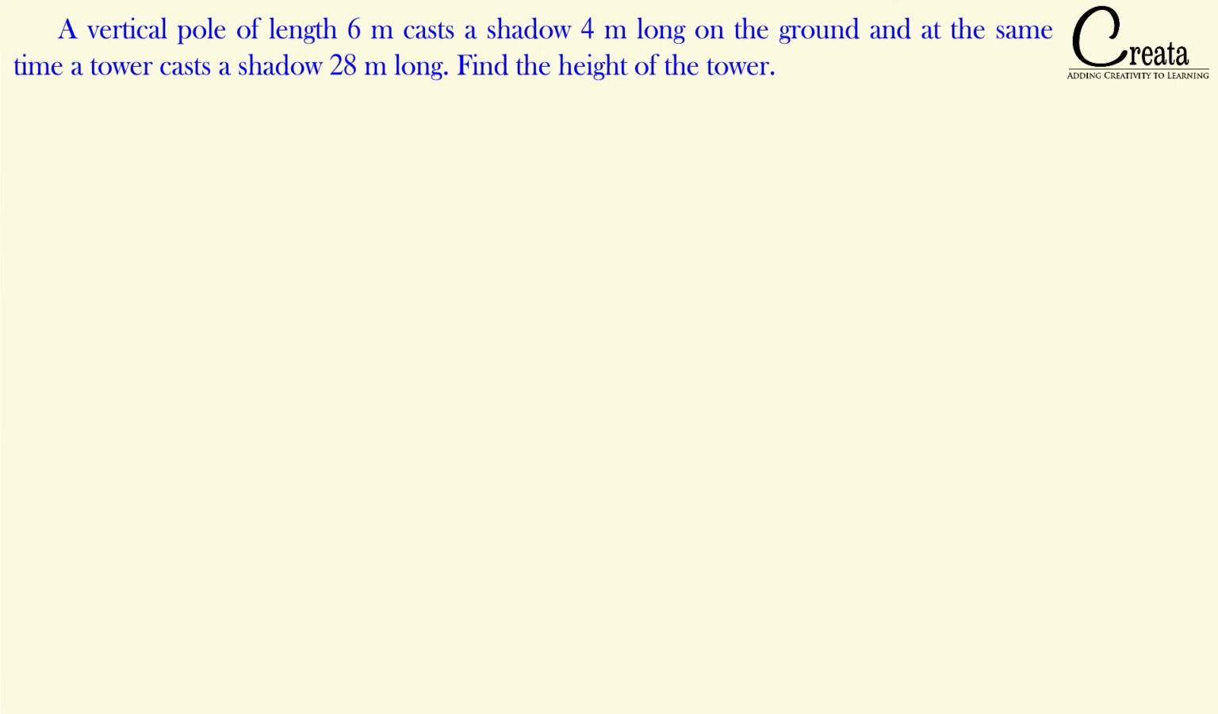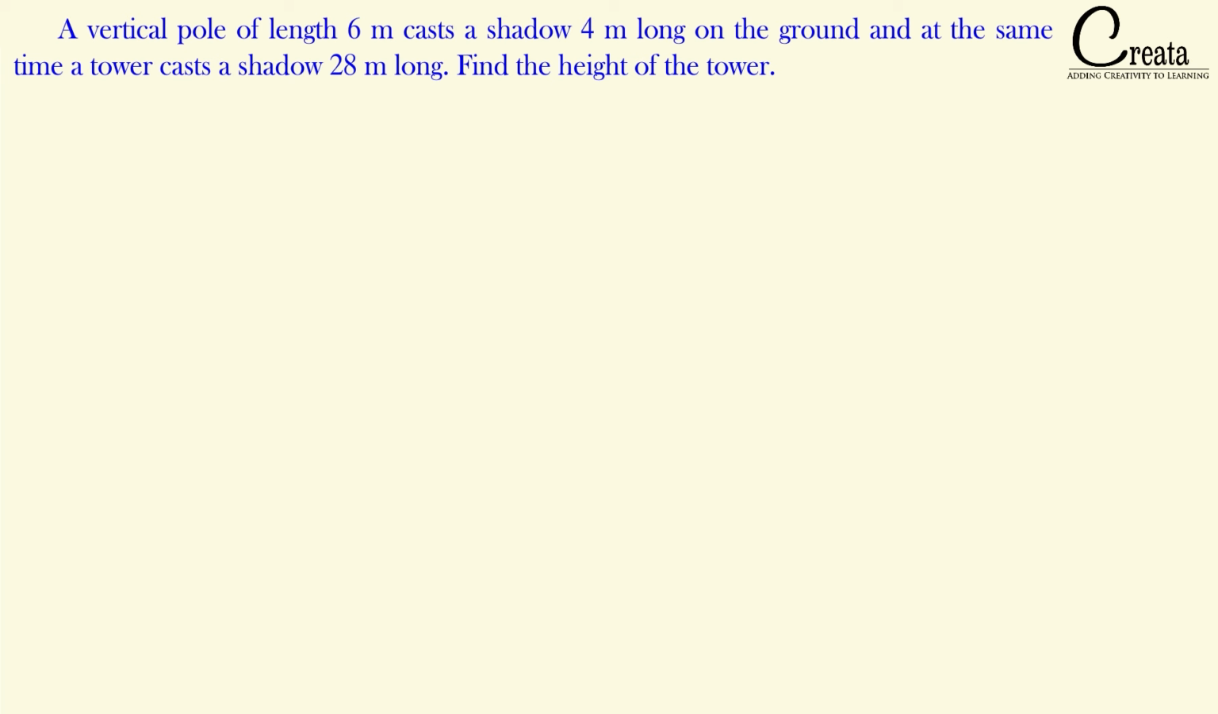A vertical pole of length 6 meter casts a shadow 4 meter long on the ground, and at the same time a tower casts a shadow 28 meter long. Find the height of the tower. So a practical life question, a very interesting question.